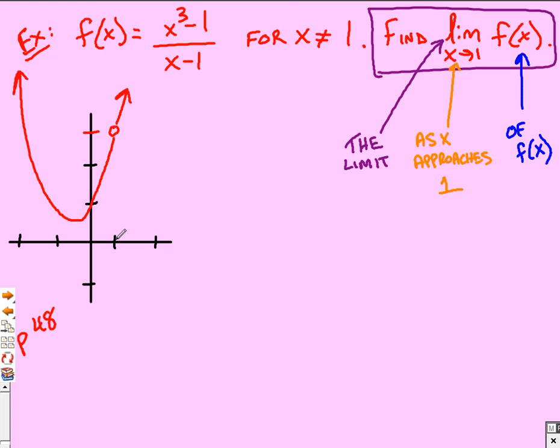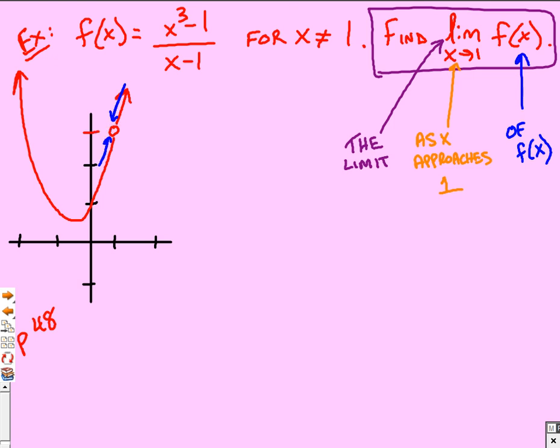As my function gets closer to 1, here's a value that's to the left of 1. I'm going to get as close as I can until I get to 1, following the path. Same thing from the right-hand side. I'm starting to the right of x equals 1 and going back until I get close to it. What is the function value that I'm approaching as I get close to x equals 1? Pretty easy to see that the limit as x approaches 1 of f of x is the y value of 3.